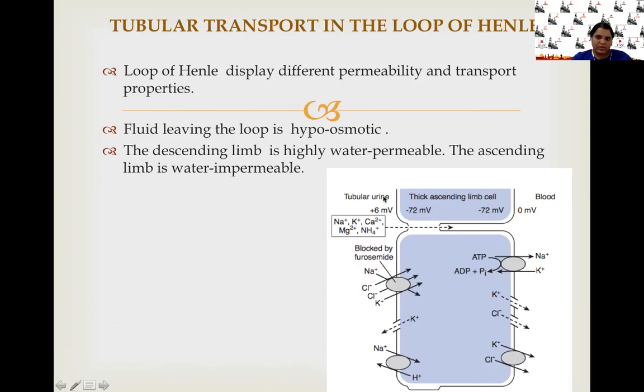Most of the sodium, potassium, chloride, and magnesium are again reabsorbed in the loop of Henle, of which close to 65% of the magnesium is reabsorbed from the loop of Henle.